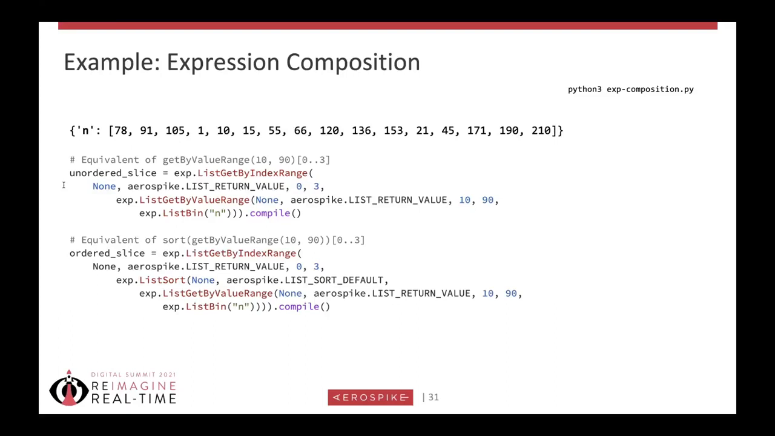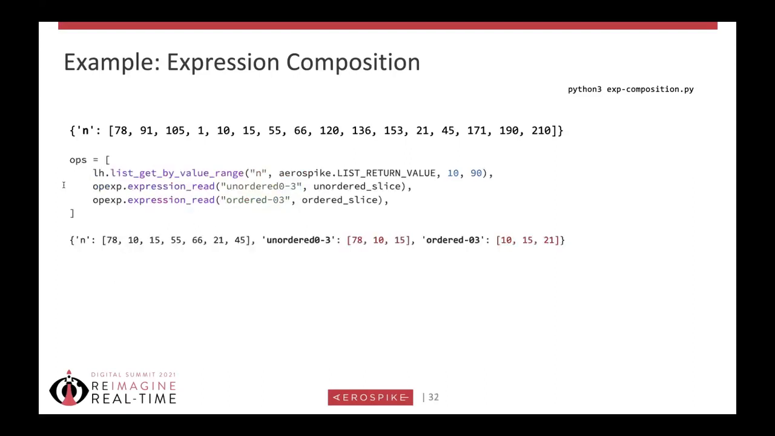Similarly, we're also going to do an ordered slice. So this was on the unordered list, and you can see n is an unordered list. But what if we wanted to get this back in an ordered way? So we're going to get the value of bin n, which is a list. We're going to pass it to value range, find everything between 10 and 90. Then we're going to call sort on it. And on the sorted list that we just have right now, we're going to get between 0 and 3. Sorry, the last one is exclusive.